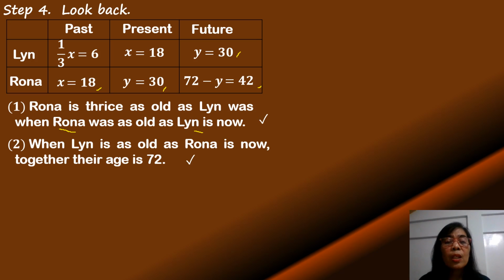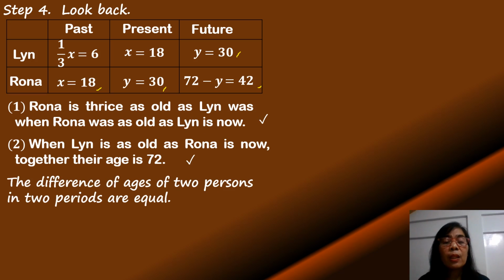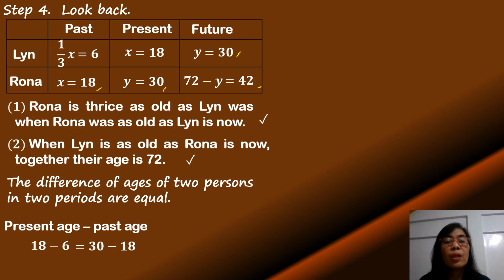We can also check these values using the principles on the age problem, that the difference of ages of two persons in two periods are equal. So if we're going to consider the present and their past ages, the present age of Lynn is 18 minus her past age, which is 6. It must be equal to the present age of Rona, which is 30, minus her past age, which is 18. So we arrive at an identity, 12 is equal to 12. Therefore, the values in our table of ages satisfy the condition.